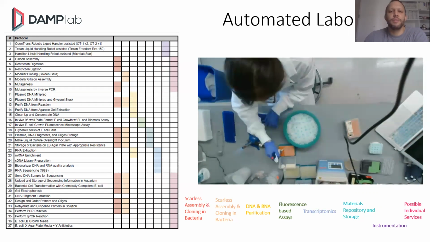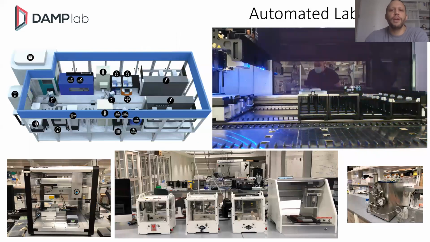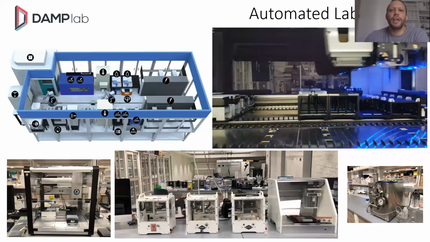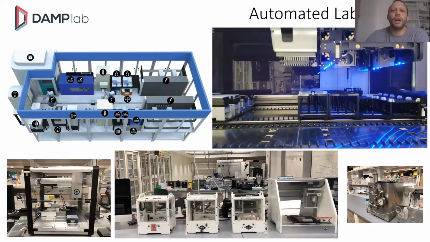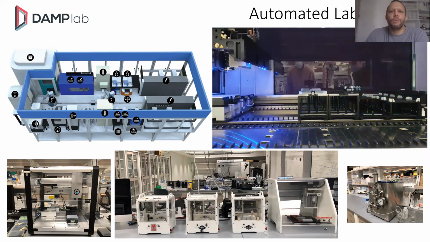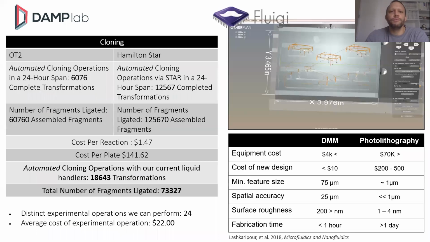We can also do this in a more automated robotic way with large-scale liquid handling robots like those from Hamilton, as well as smaller, lower cost liquid handling robots like those from Opentrons. We also have desktop milled CNC machines that our lab can use for microfluidic fabrication.